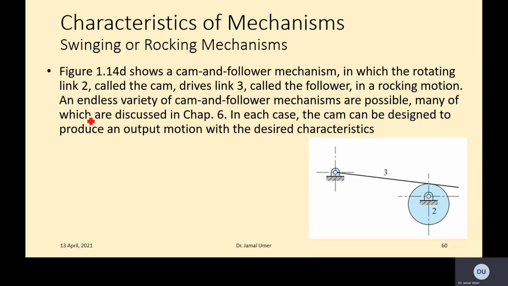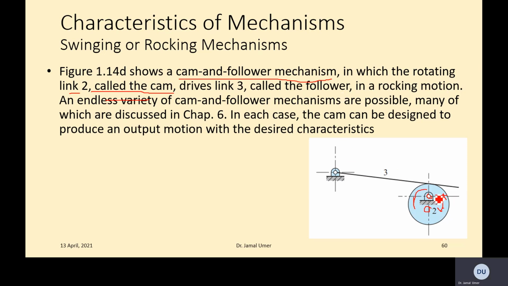The next is figure 1.14d. It shows a cam and follower. We will do this in detail later on. Here the rotating link 2 is called the cam. Consider it like a crank, but now this point or center is not really a center. Some offset is there. This is the center, but this movement is causing it to move off center. So there is some eccentricity involved, meaning the cam is oscillating at an off-center distance.